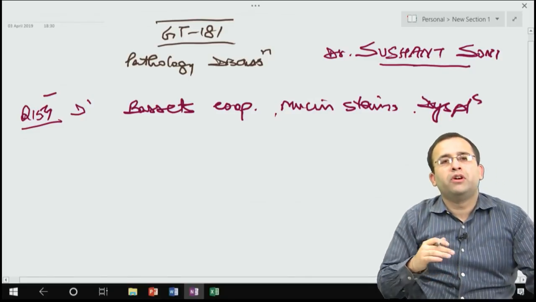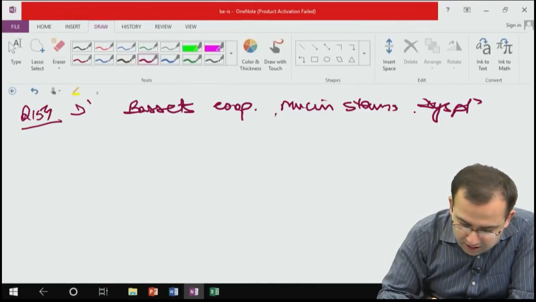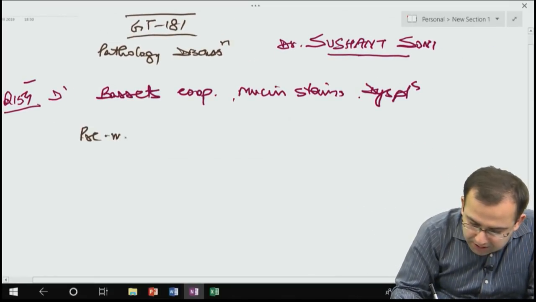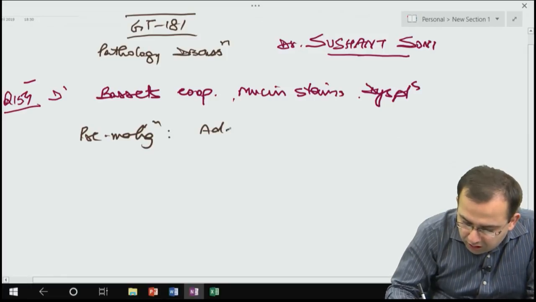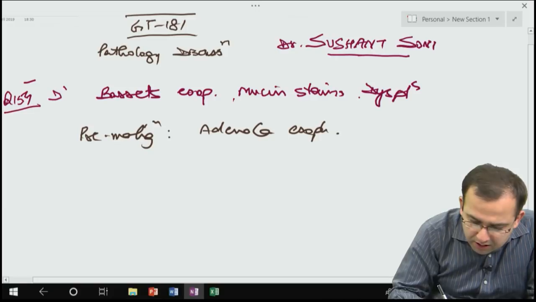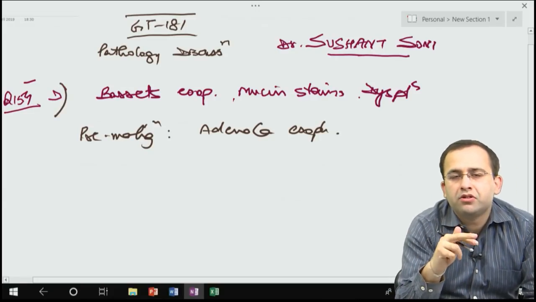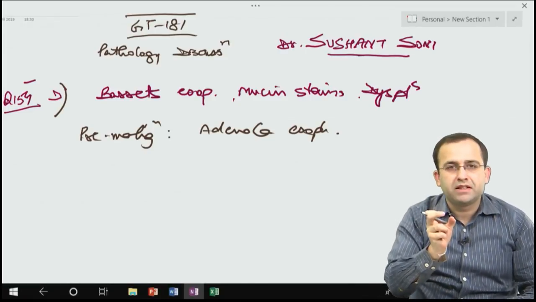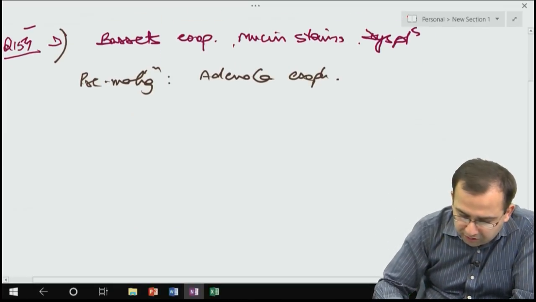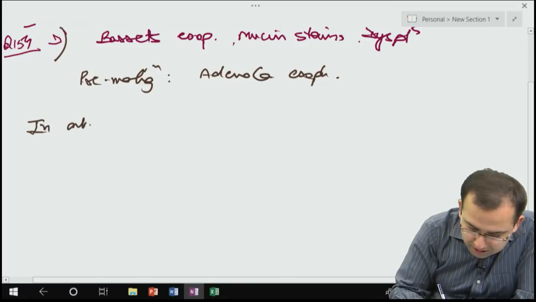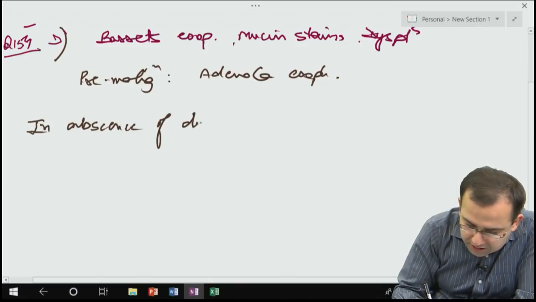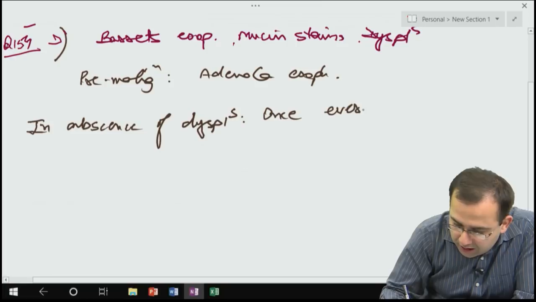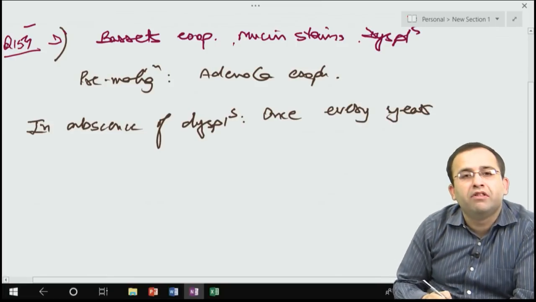So this gets us to the point, what is the significance of Barrett's esophagus? Barrett's esophagus, again you very well know, it is pre-malignant for adenocarcinoma of the esophagus. You know this, the main risk factor of Barrett's being GERD, gastroesophageal reflux disease. So why do we do an endoscopic biopsy in Barrett's to look for dysplasia? How frequently is an endoscopic biopsy performed? In absence of dysplasia, we do the biopsy once every year.